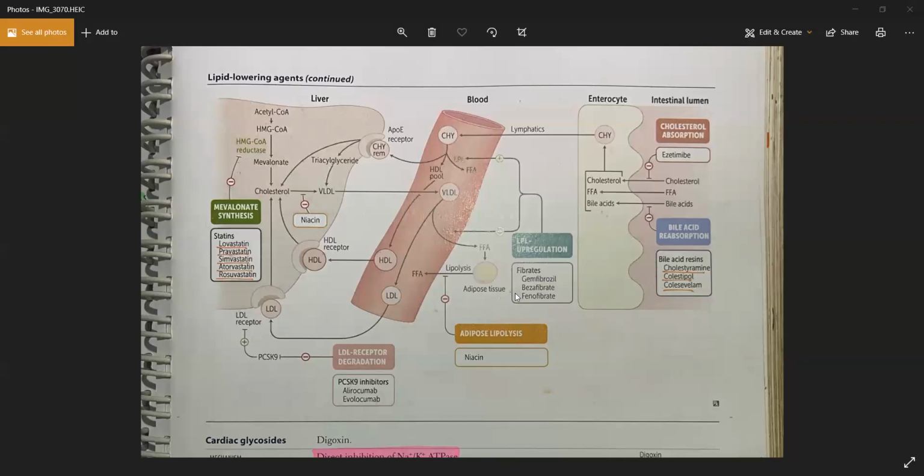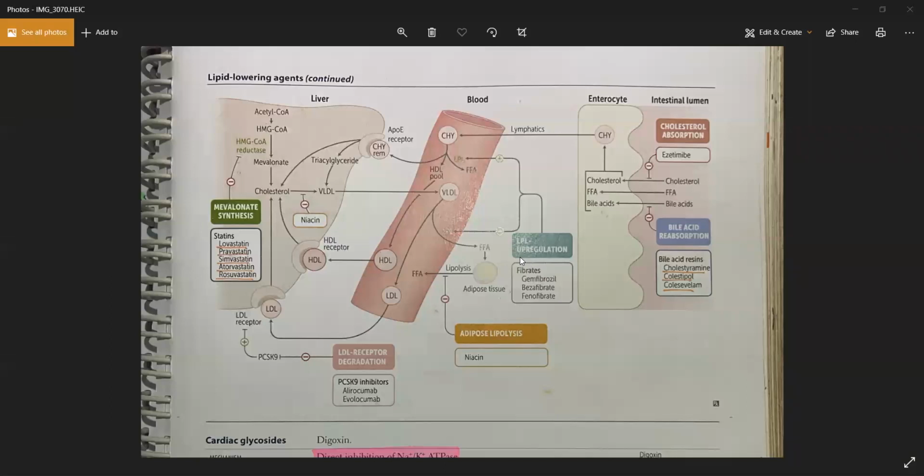Then those drugs which upregulate the lipoprotein lipase include the fibrate therapies like gemfibrozil, fenofibrate, bezafibrate. All of them have fibrate in their name. They upregulate the lipoprotein lipase so that more free fatty acids could be released from the VLDLs and the chylomicrons, so that they could be stored in the adipose tissue. Similarly, with the LPL regulation, these drugs also inhibit the hormone-sensitive lipase. Two functions.